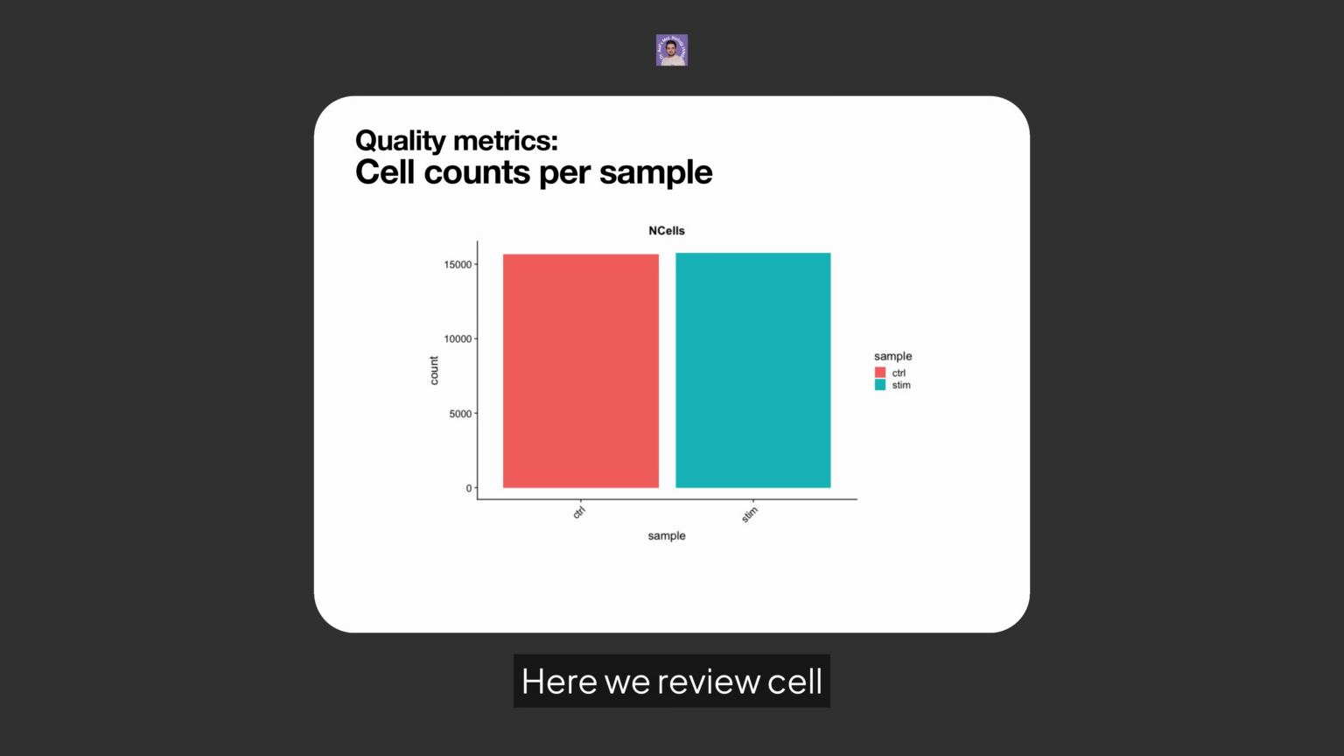Here we review cell counts per sample. Comparable numbers of cells in control and stimulated conditions indicate consistent capture efficiency. Large discrepancies at this step could signal technical issues such as variable loading, library prep failures, or sequencing depth imbalances.